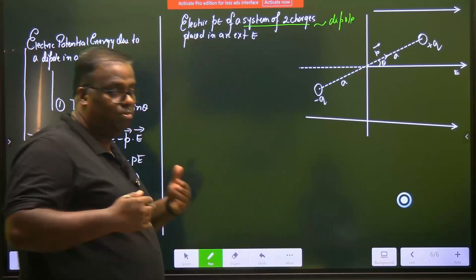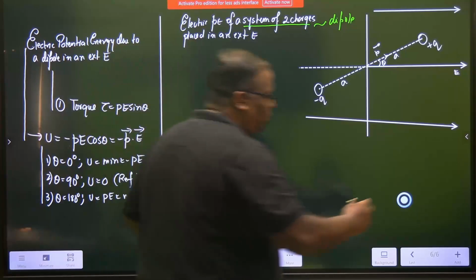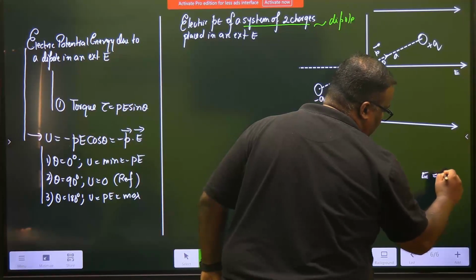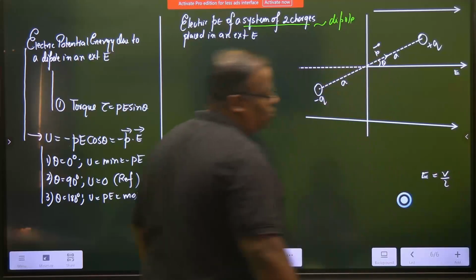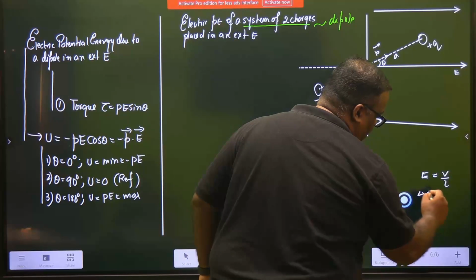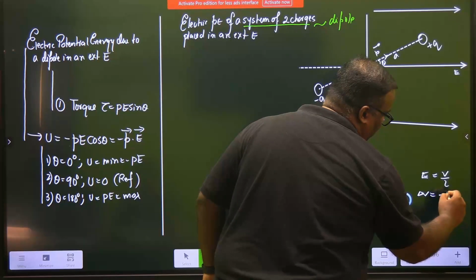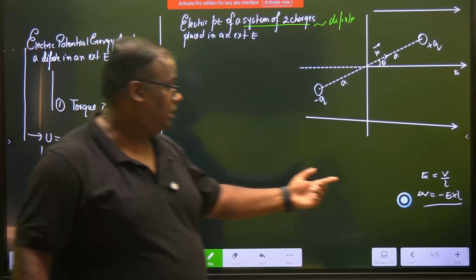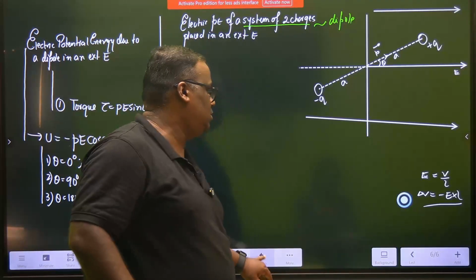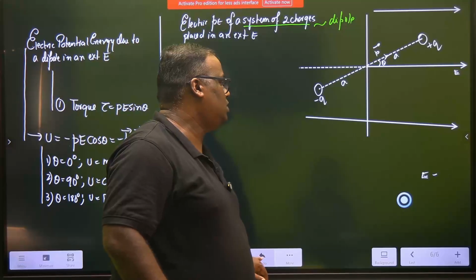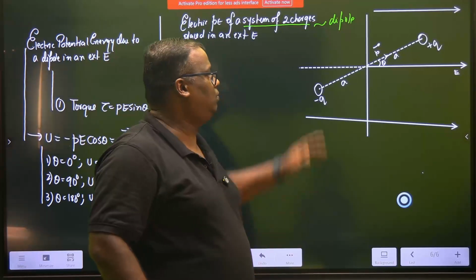Because you always remember, we have this formula which says that the electric field is equal to V upon L. The potential difference delta V is given as the negative of the electric field into the length between them. This length is the displacement. Now try to find out what is the displacement between the two charges along the electric field's direction.